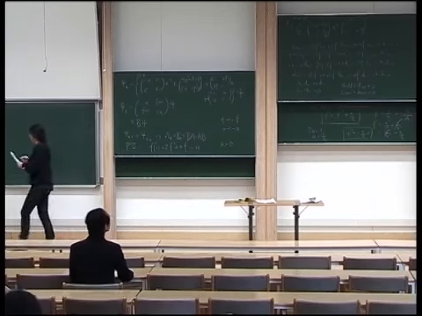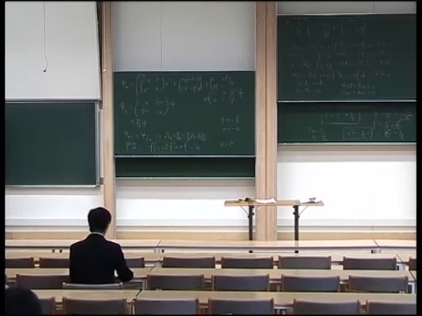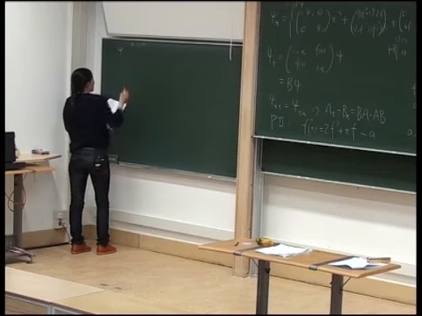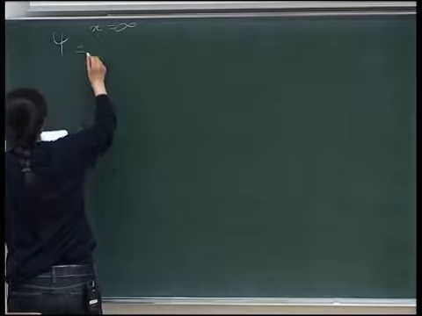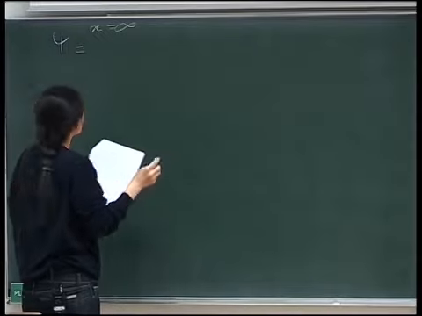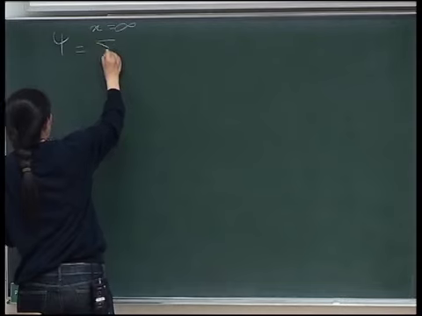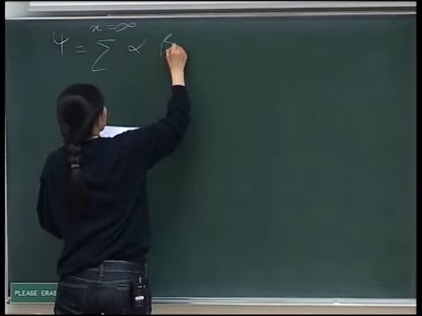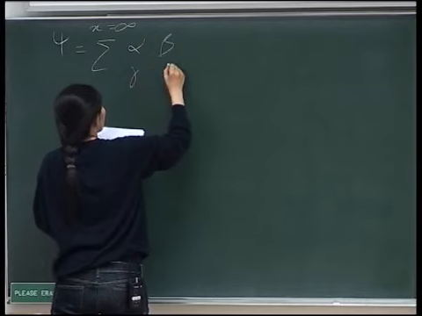So let me do the phi expansion at x equals infinity. We know that it's an irregular singular point, so its expansion has this form.